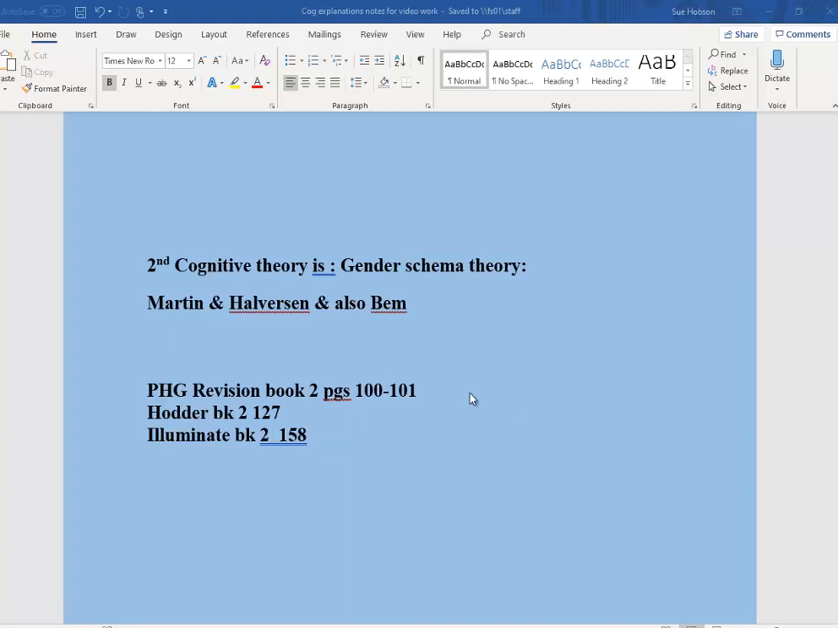So some page references. We are talking about gender schema theory, Martin and Halverson's, and also Bem's. Here are your page references. PhD is the pink-haired girl, Illuminate, revision book, those pages, Hodder, and also Illuminate online.